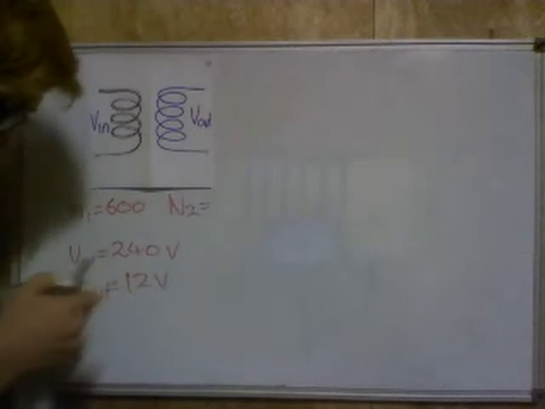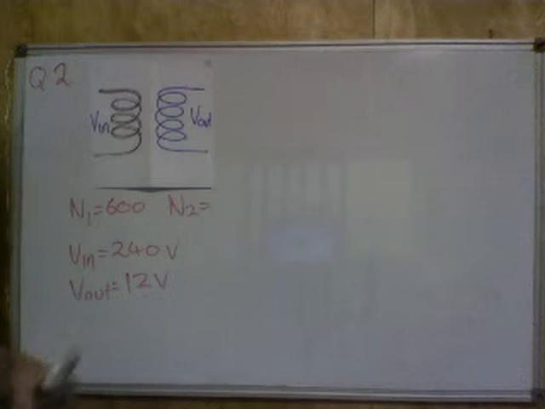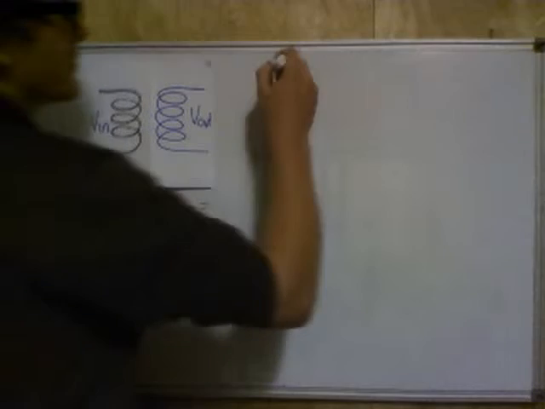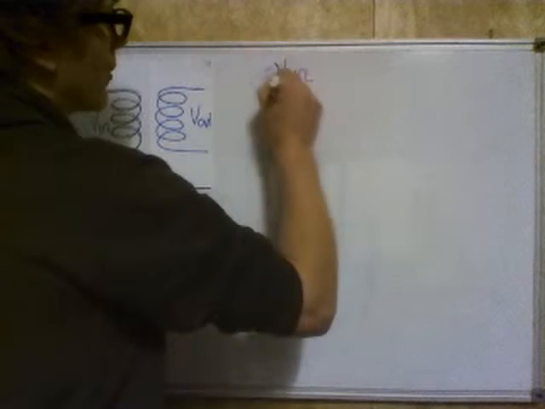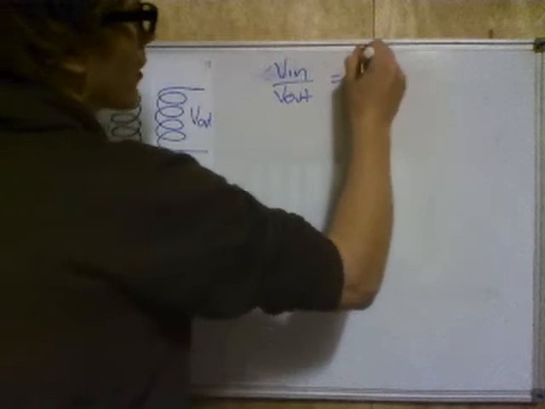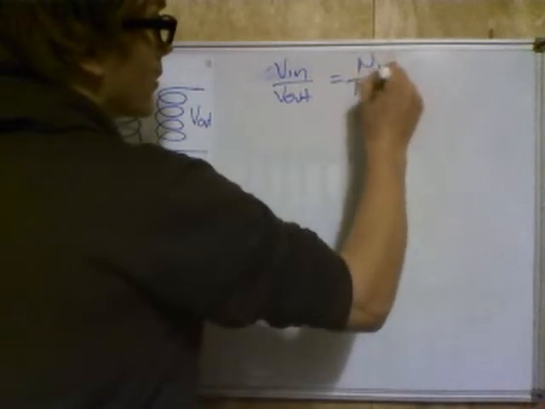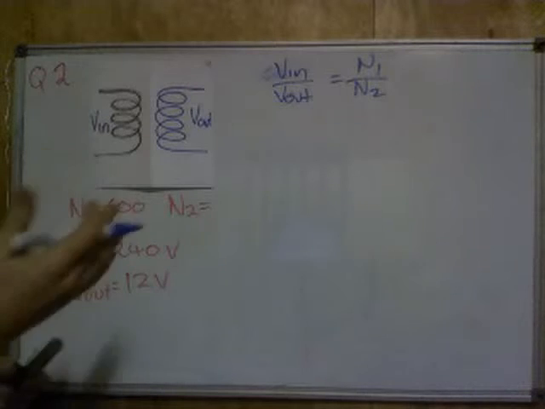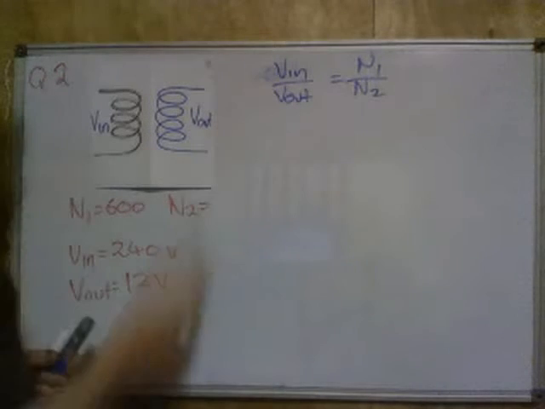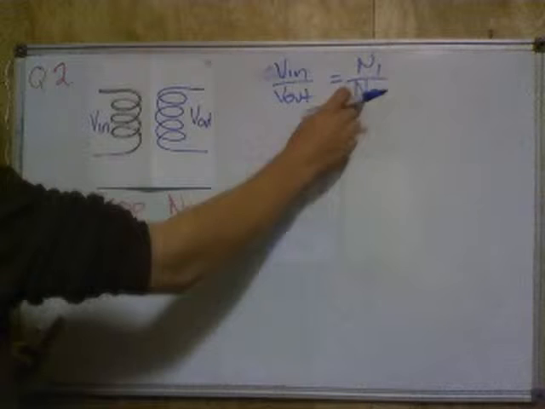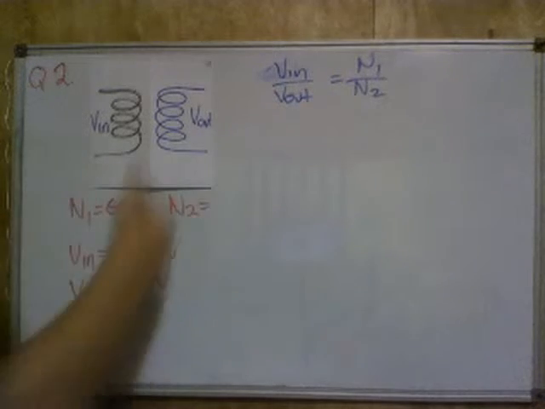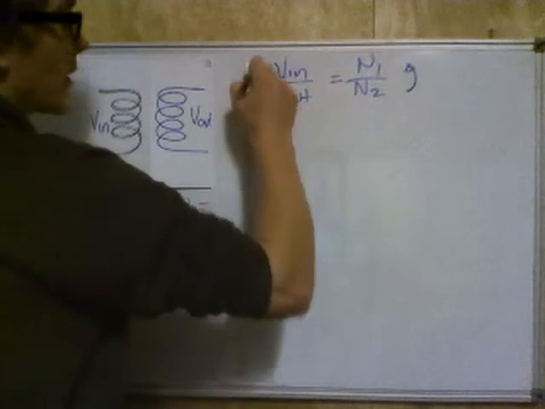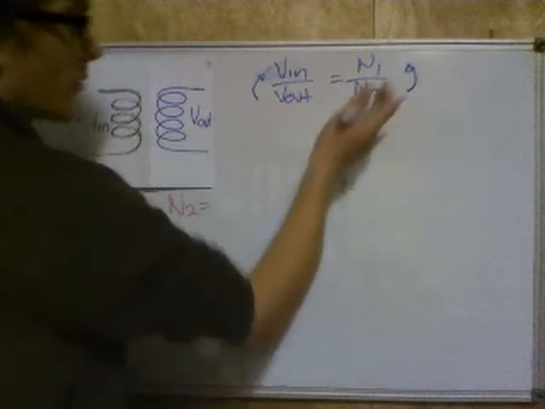Again, the first step is to write down the equation that we're going to use. So we write V in over V out equals N1 over N2. And again, I'm going to suggest that we start by rearranging this equation. We rearrange it so that it is written as N2, which is the thing that we're trying to find, equals something. Again, we'll flip the equation upside down. That will make it a little bit easier. And I'll rewrite it so that N2 is on this side.